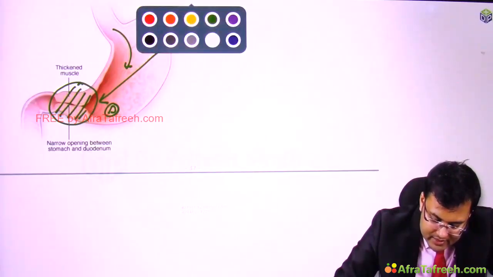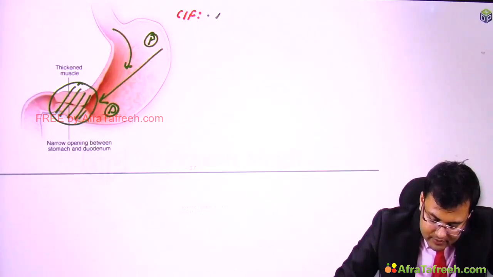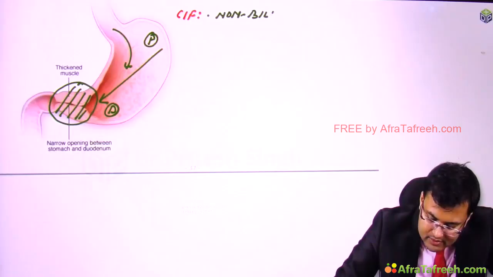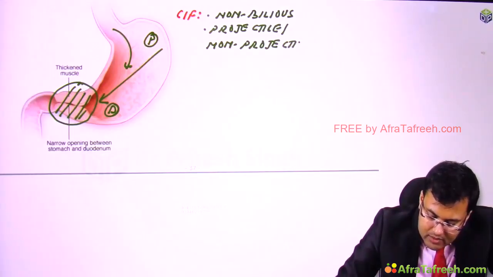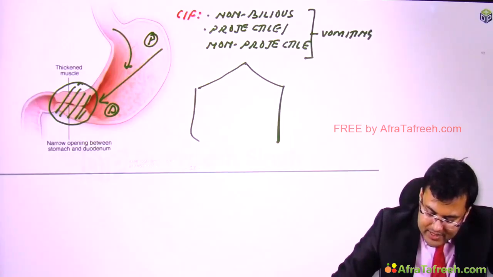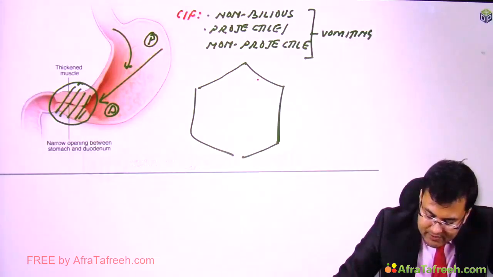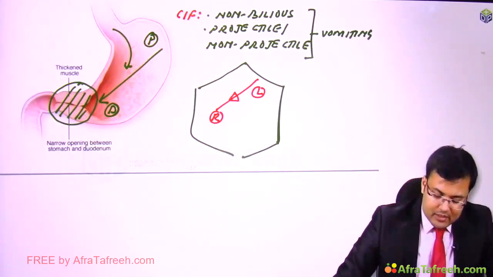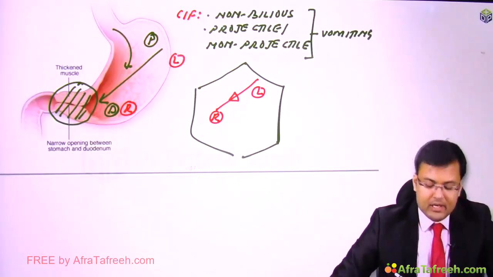Clinical features. There are multiple episodes of non-bilious, projectile or non-projectile vomiting. Now see, if we perform the examination, we can see the direction of peristalsis. It's from left to right. Can you see? From the proximal part of the stomach to the distal part. So the direction is from left to right.